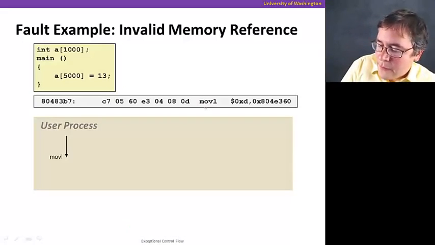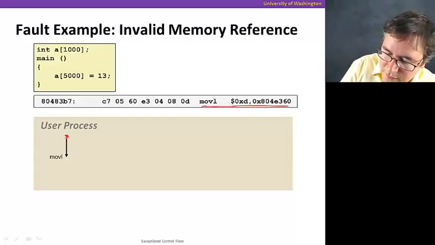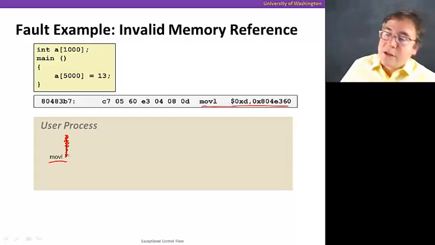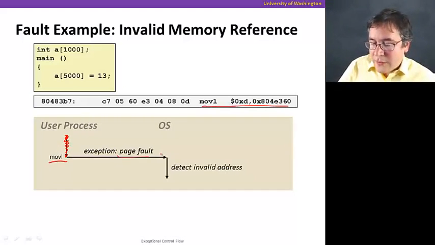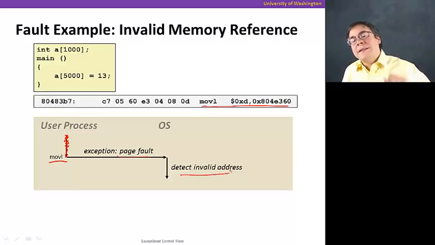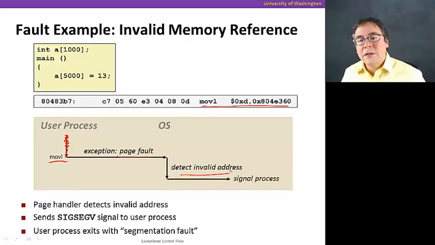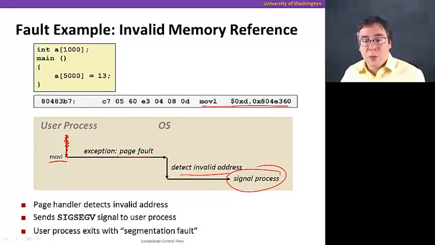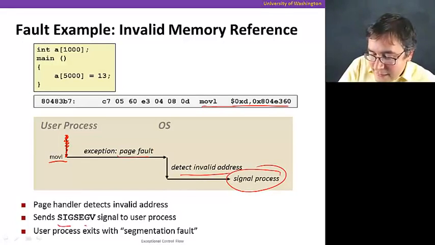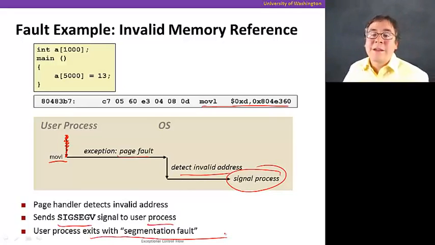So let's look at this example again. We have our move instruction here. The program is executing and reaches the move instruction, and that leads to a page fault because it's unmapped. But the OS determines that not only is it unmapped, but this address is invalid. So it just has to go and signal the process, saying, unfortunately, I'm going to have to abort you. It sends this signal, a segmentation fault, to the user process, and the user process exits with a segmentation fault error.